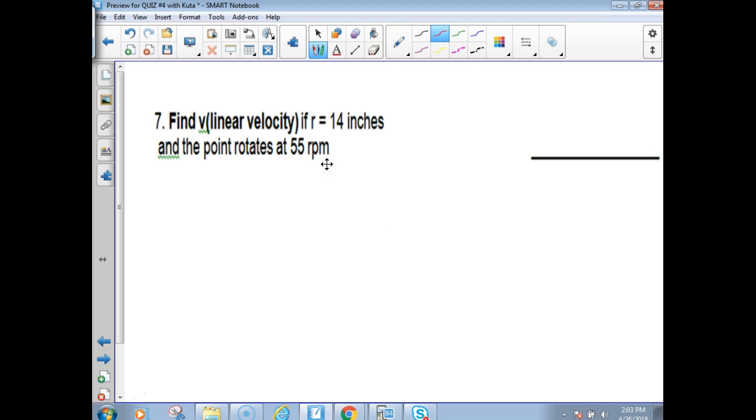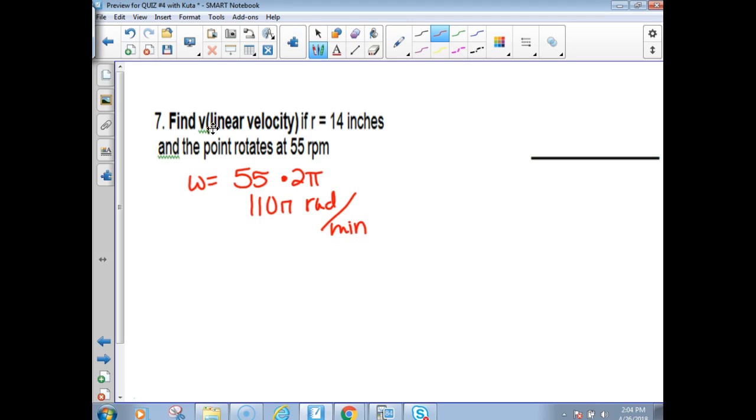Okay, number 7. Find V, the linear velocity, if r is 14 inches and the point rotates at 55 RPMs. First step, I'm not going to write all that as I did on the last one. I have to change 55 RPMs into an angular velocity, which would be multiplying it by 2 pi. And then I would have 110 pi radians per minute. You understand all I did was what I did on the last problem? Do you want me to show it? Multiply your RPMs by 2 pi, then label it radians per minute.